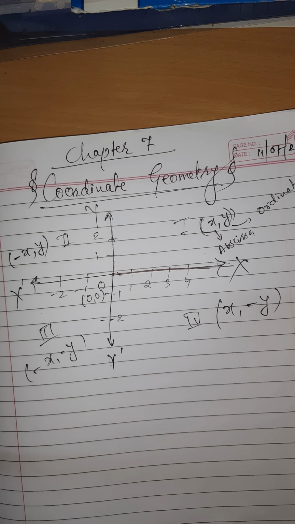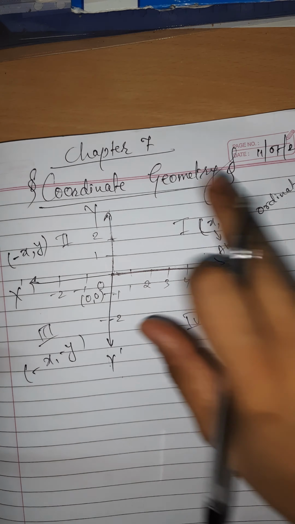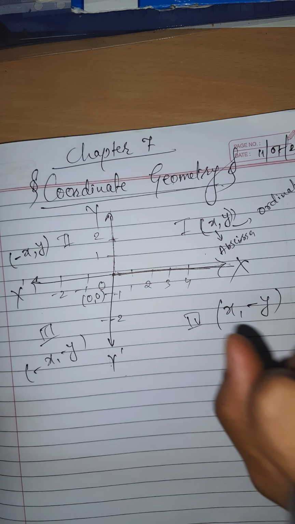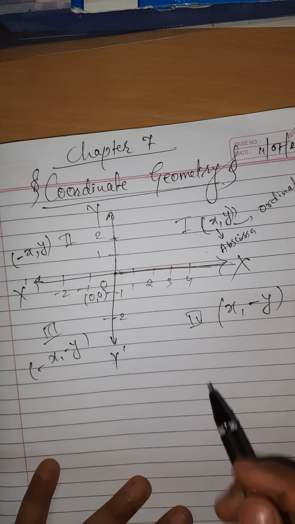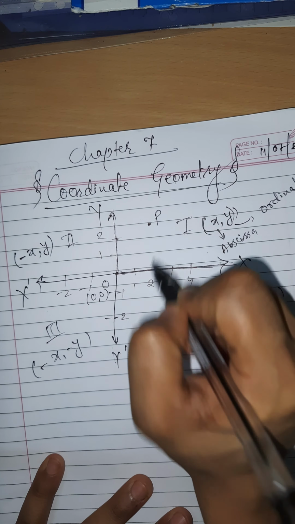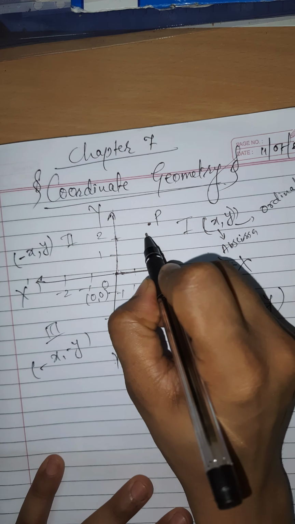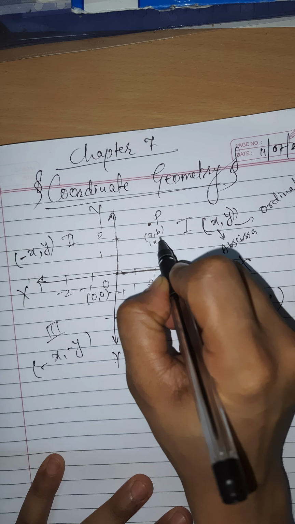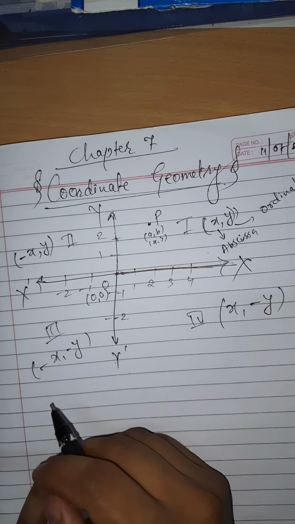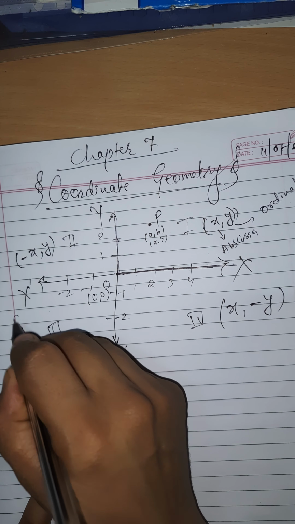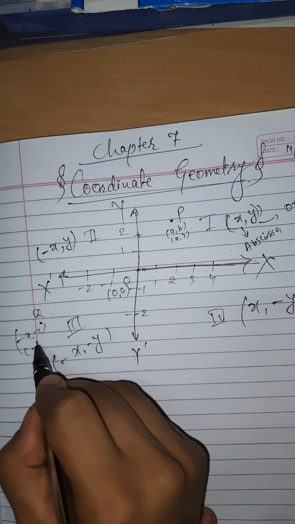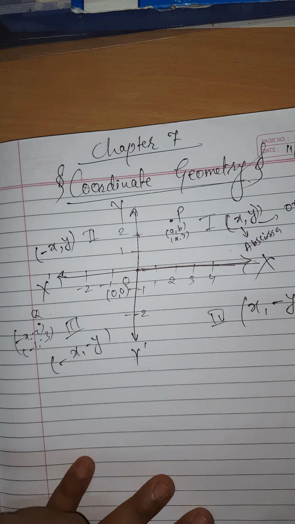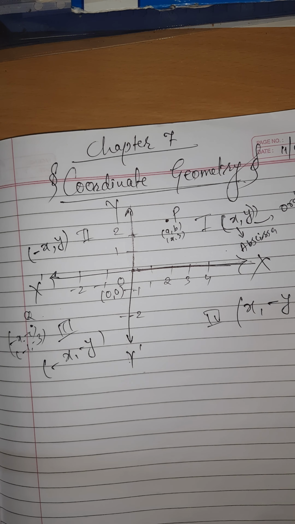Now how to locate a point in this Cartesian plane? This plane is known as the xy plane or Cartesian plane, or also known as the coordinate plane. Now let P be any point in the plane whose coordinates are a comma b or x comma y. And let Q be any point whose coordinates are minus x comma minus y or minus 1 comma minus 3. Okay, now you already know how to locate a point in the Cartesian plane.